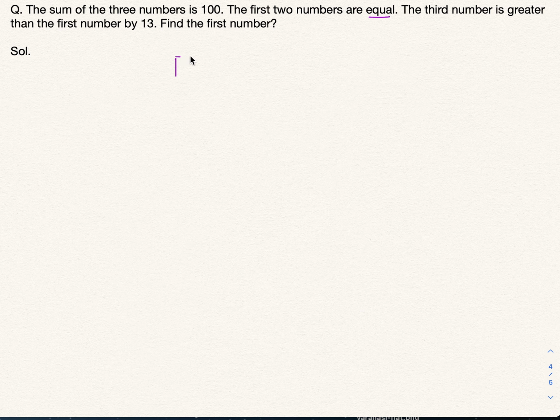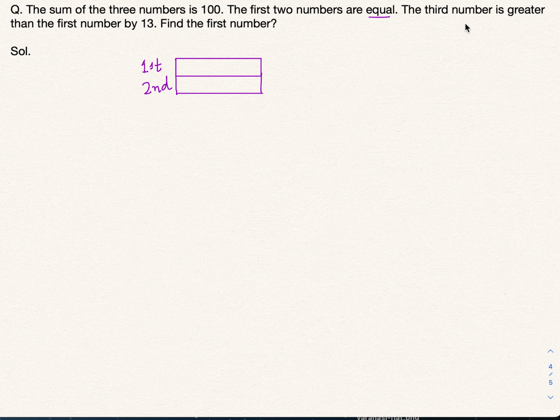Let's show our first two numbers like this. So let's say this is my first number. Okay, so let's write it like, first. How about the second number? The two numbers are equal, so let's say the first and the second number are equal, right? So we will draw a same length bar here. Okay, so this is my second number. And how about the third one?